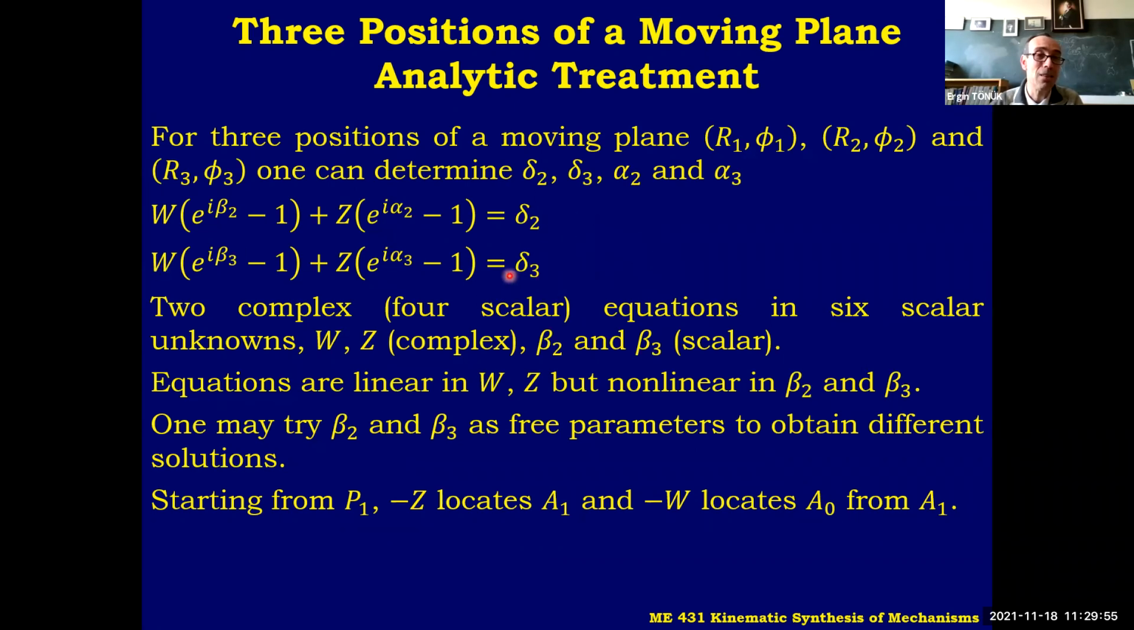Just omit this. What you need is W and Z, 4 unknowns, but just 2 scalar equations. You can select beta 2 and still everything is free. You can even select one of the free parameters in those. So that's why this is very general, although it might not be very handy in 2 or 3 positions. It's easier to analyze the properties of this Erdman and Sandor's general form.